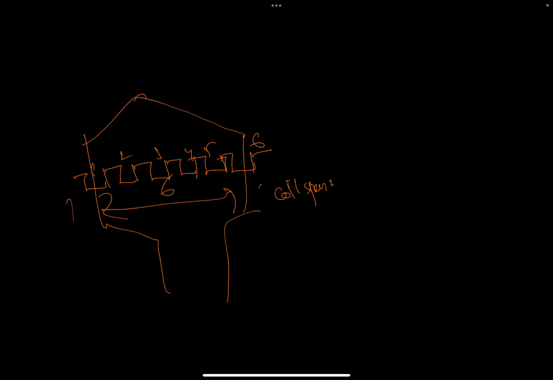Then what is the coil span here? I'll add 6 and 7 here. Here is 6 and this is 7. Coil span is equal to 7 minus 1, that is equal to 6 here. So what is the slot angle here?